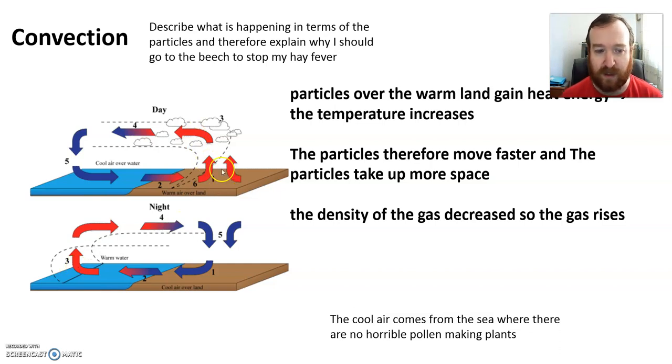Okay, I'm saying that the particles gain heat energy. The particles, therefore, are moving quicker. So the particles take up more space. So the gas, not the particles, the gas becomes less dense, therefore rises. Because you need to be really careful in answering this question if it comes up on an exam.